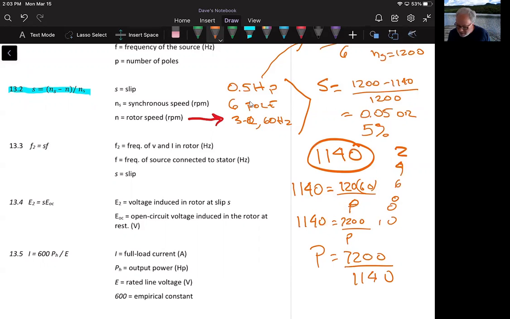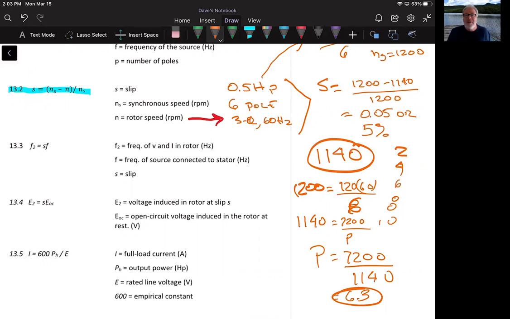So what you have to do is you can't have partial poles. So, you wouldn't say it's 6.3, but you would say it's a 6-pole motor. Then you could go back and plug that into this, right? You could say that's 6 poles, and this would be 1,200, right? And then you would see that would make sense. Okay, so sometimes those kind of problems come up.